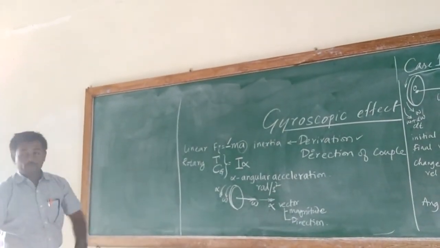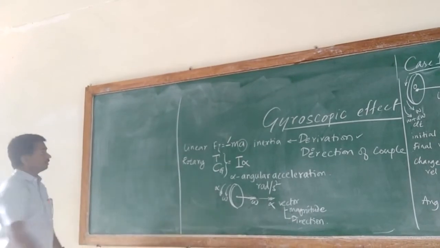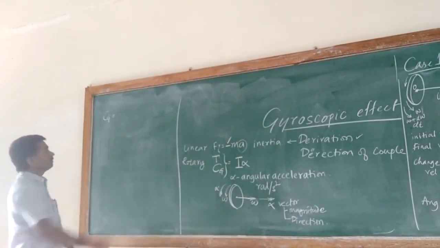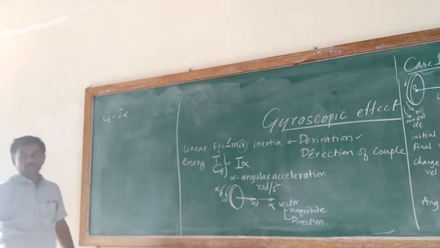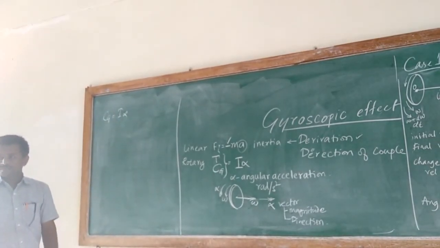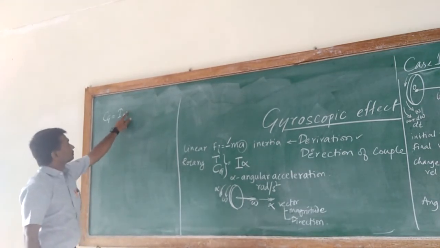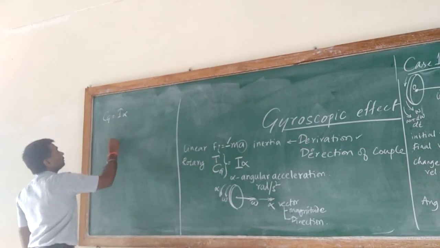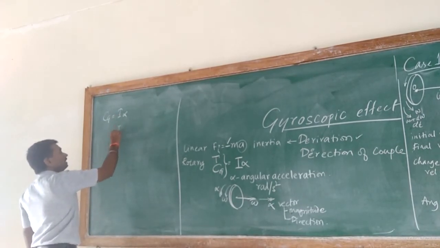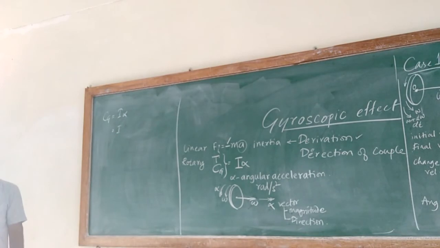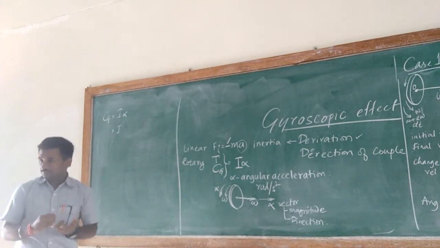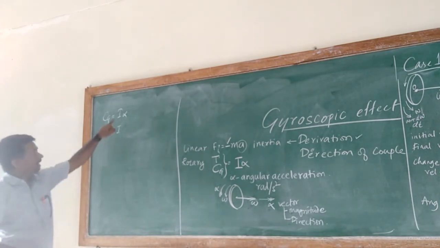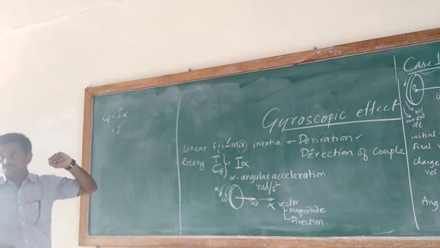Now we want to find the gyroscopic couple. So gyroscopic couple we are writing as CG. Formula: I alpha. What is I? We can find it using mk square. If radius of gyration is given and mass is given, mk square equals the mass moment of inertia, and alpha we have to use this.